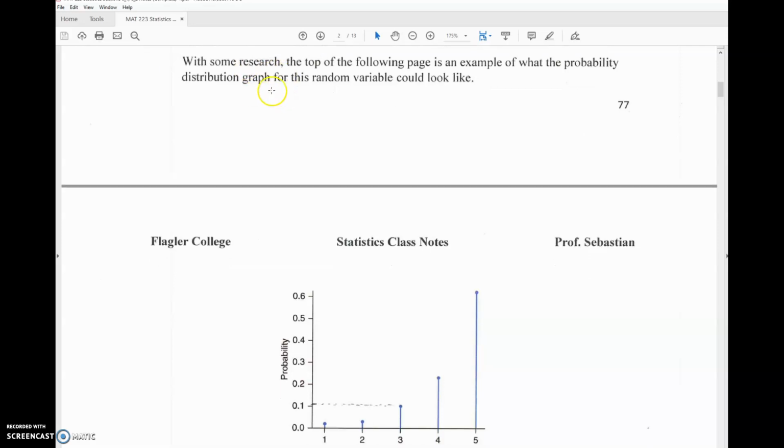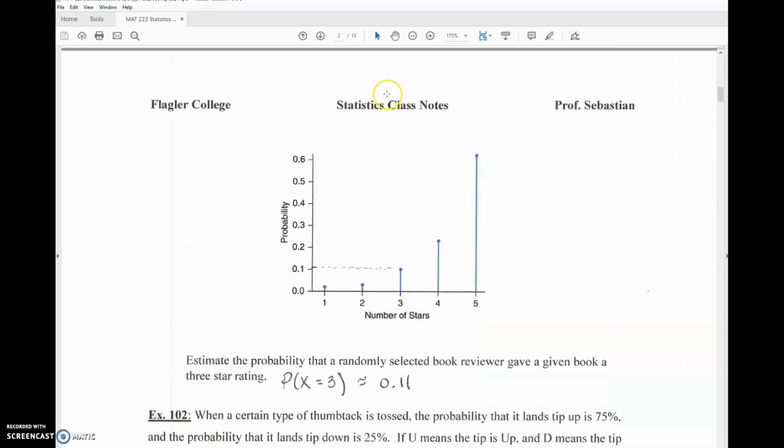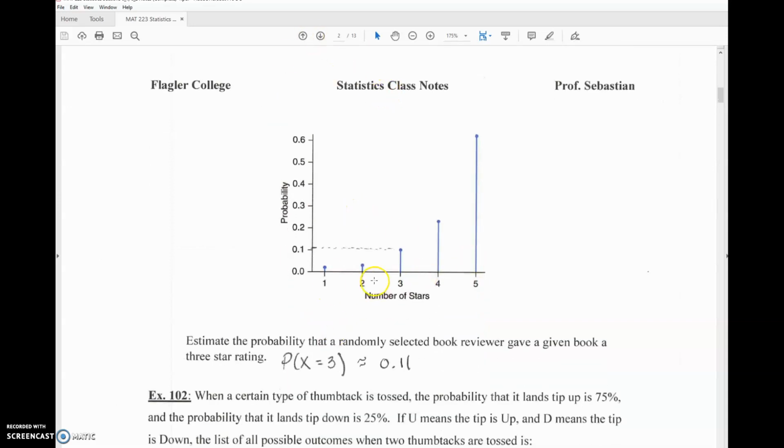Okay, so with some research, the top of the following page is an example of what the probability distribution graph for this random variable could look like. So this is a graph. This is a spike graph, or just a probability distribution graph for what's called a discrete random variable. Again, I haven't defined that, but it's essentially a random variable where it is possible to list all the outcomes. So all the outcomes here are just 1, 2, 3, 4, or 5.